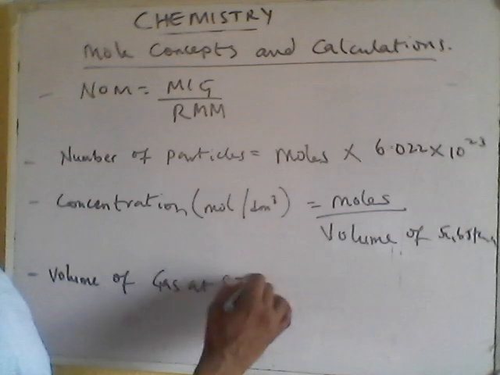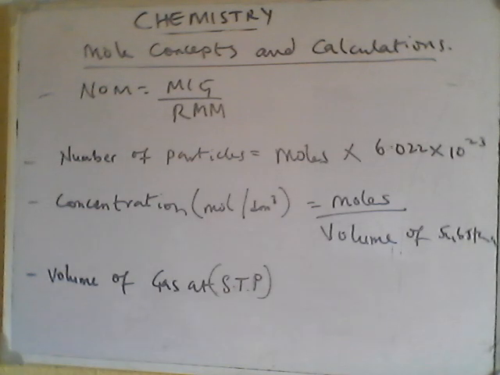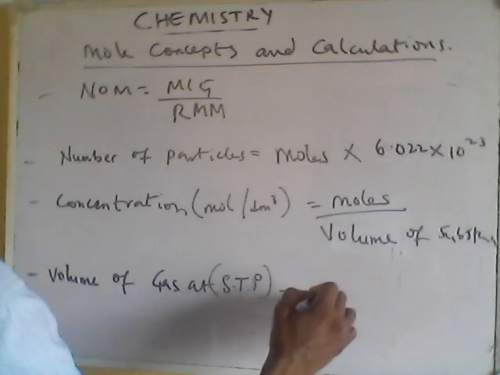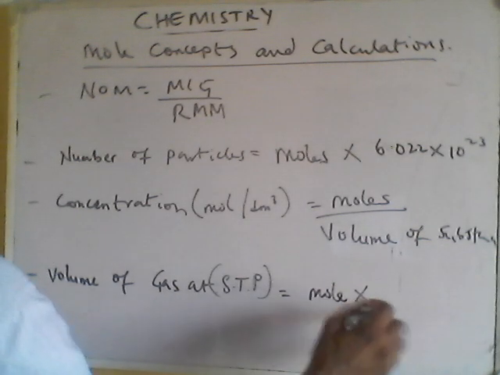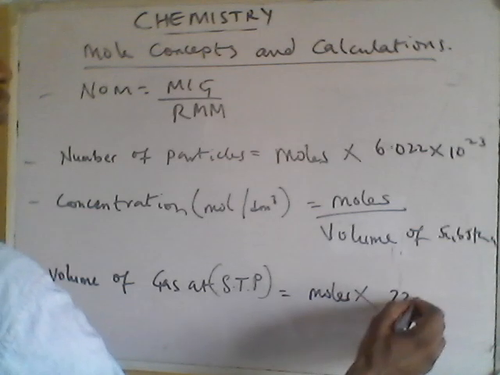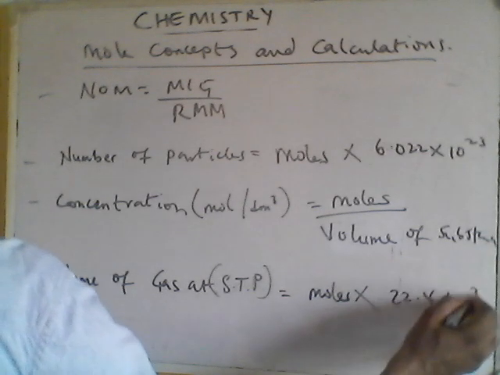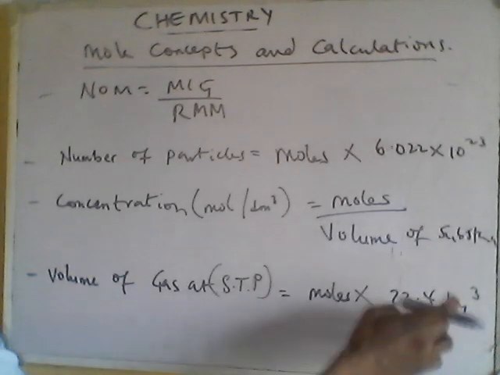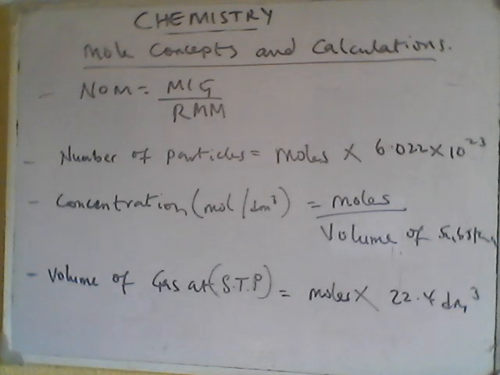Volume of gas at STP. What's the meaning of STP? You can put in the comment section for me. Standard temperature and pressure. It's a condition for us to do this thing and get the answer the way we want to get it. Moles times 22.4 dm cube. So this is at STP. 22.4 dm cube is a constant. So these are the concepts we need to know, the formulas.